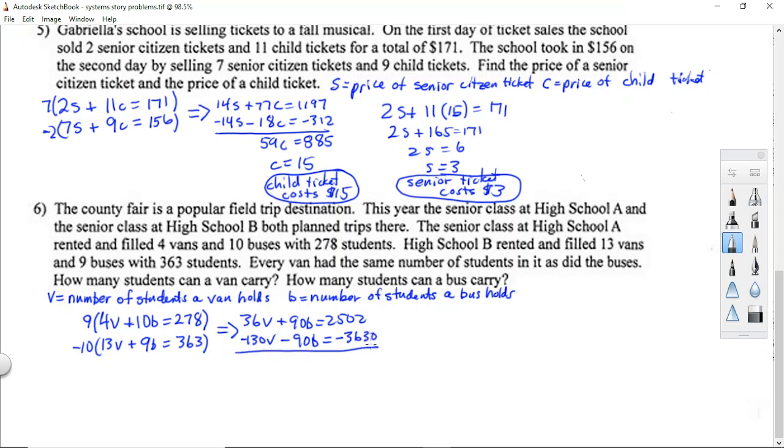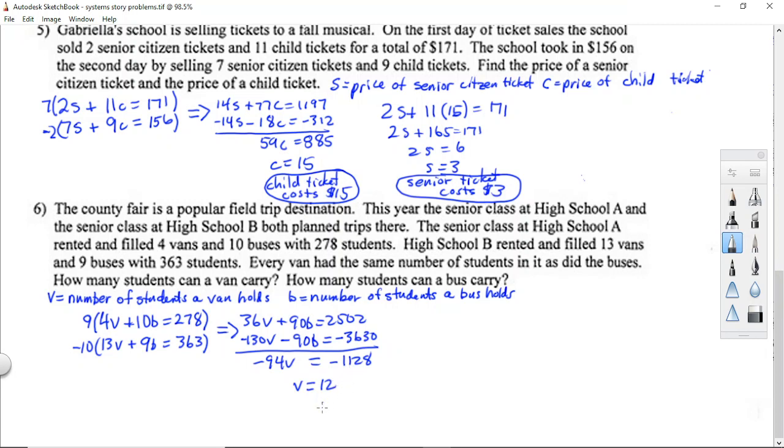Add those together, we will get a negative 94V. And the b's go away, of course. 90b minus 90b is 0b. Then we get that's equal to negative 1128 when we take 2502 minus 3630. So divide both sides by negative 94 and we get V equals 12. 12 vans. Okay.